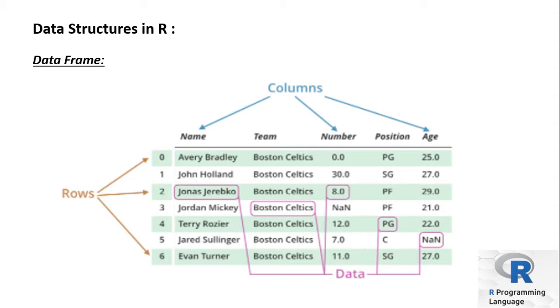So if you look at it, the first one is our name, which is a text. Again, team is a text. Number is just a number. Position is again a text, and age is again a number. So one data frame, just like in a different programming language like Python, where we have the Pandas series. In the same way, in data frames, we can have different kinds of data types in one row and column structure and saved in the R environment.